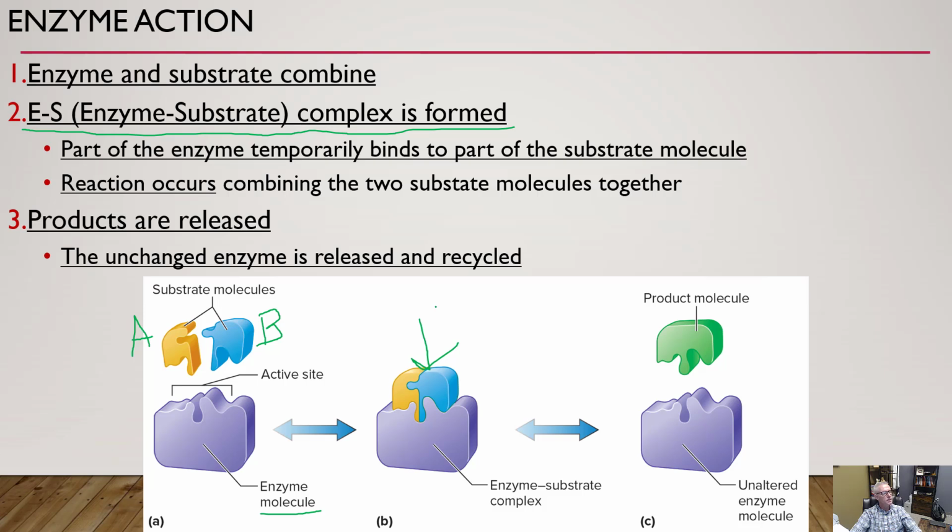or this ES complex. And once the substrates fit into this enzyme, and we have this ES complex, the two substrates kind of fuse together. And now we have that AB product. And that reaction occurs. That enzyme speeds up the reaction of combining A and B together. Those products are released. And remember the definition of an enzyme. It's unaltered, it's unchanged, and it doesn't get used up. We can reuse that enzyme over and over and over.